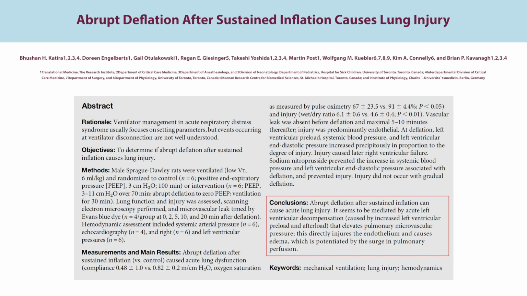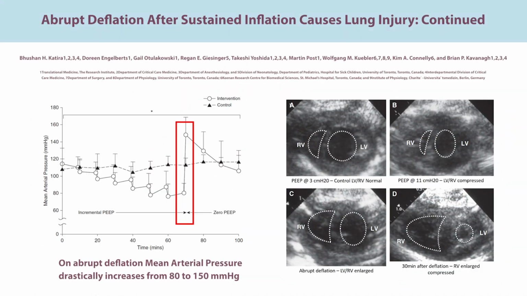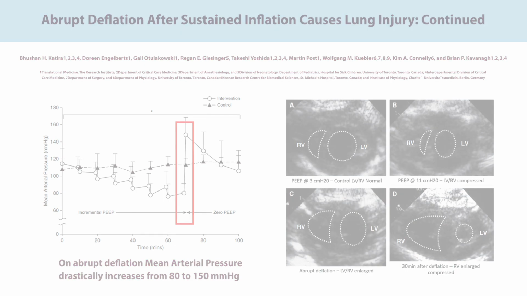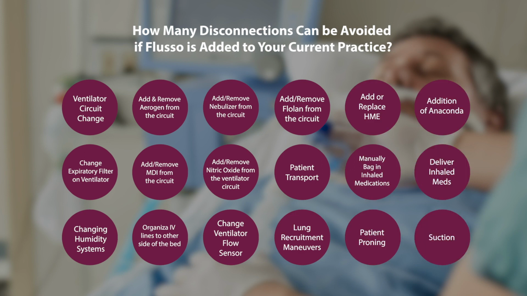In a recent study from the Hospital for Sick Children in Toronto, Canada, they reviewed the impact of ventilator disconnection. Their conclusion was abrupt deflation after sustained inflation can cause acute lung injury. This study showed a dramatic increase in mean arterial pressure upon ventilator circuit disconnection, alongside serious cardiac events shown by echocardiography. Based on current therapy, there are 2 solutions for hospitals to reduce circuit disconnects. By adding the Flusso By Pass Adapter to your current practice, clinicians can increase that to 18 different solutions, reducing circuit disconnects dramatically.